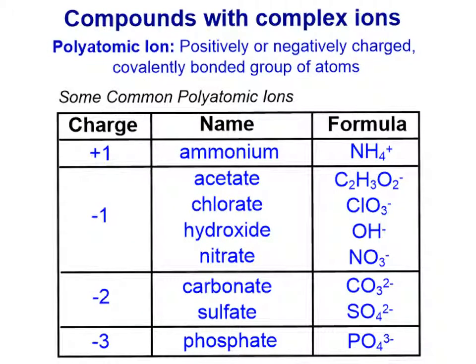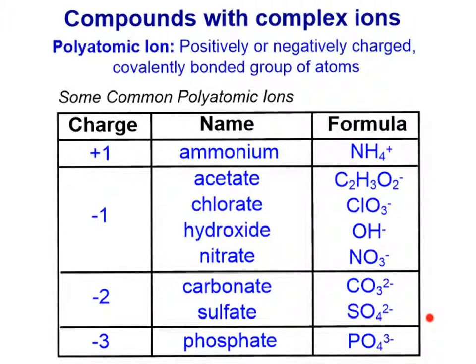Let's start by looking at compounds with complex ions. All right, what does that mean? There's this thing called a polyatomic ion. Poly meaning many. A polyatomic ion is going to be a positively or negatively charged, covalently bonded group of atoms. Because it's an ion, it's going to have a positive or negative charge. An ion's a charged particle. It's going to be polyatomic, meaning more than just one type of atom, and they're going to be covalently bonded together in a group.